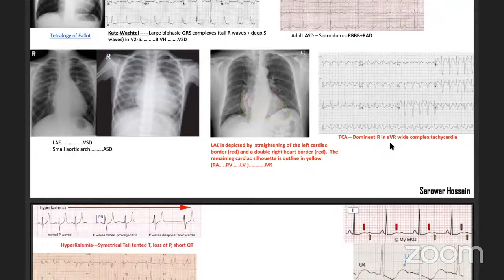So this one has a broad QRS complex. Okay. So P wave is there. Dominant R wave in aVR. Okay. Basically, broad QRS complex in the background of some poisoning, TCA it will be. That's it. Treat with sodium bicarb.